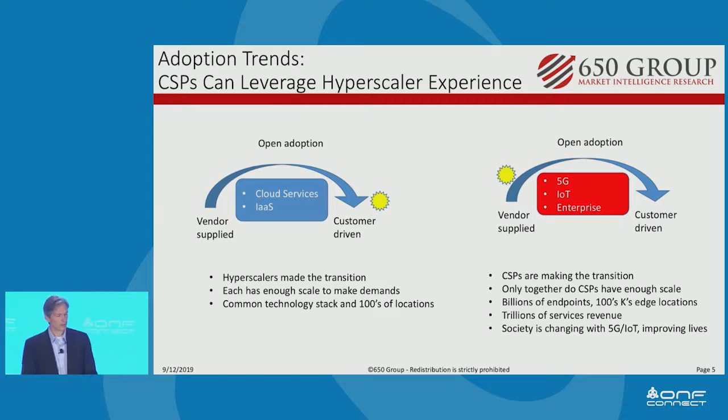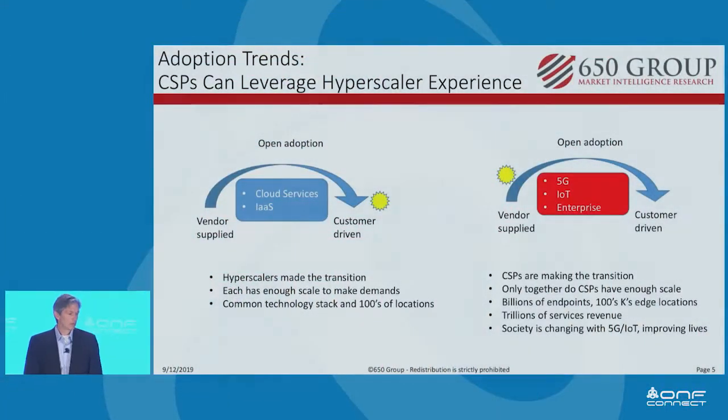And what I want to also point out is there are some differences. In the case of hyperscalers, each of the very large ones has enough scale on their own to develop their own ecosystem of suppliers. And that is, in my view, not the case for the communication service provider market. Each telecom service provider is not large enough to demand that suppliers work with them to meet their needs and force adoption of open source. But together, I believe that this is actually achievable, and that's what's happening here today.